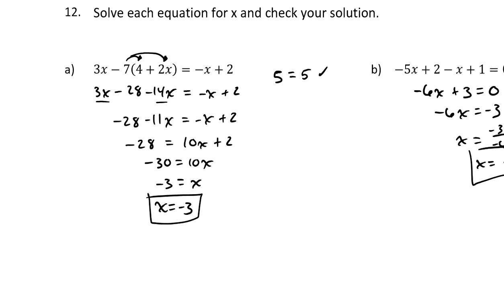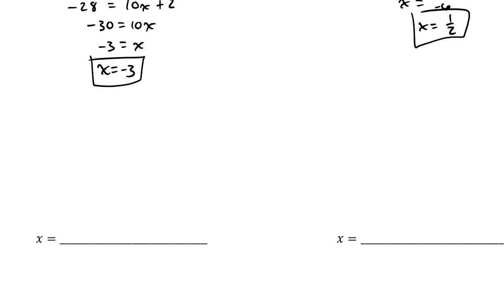So that's the last question on the last page of the study team test. Oh, I guess the answer should be written here. x is negative 3, x is 1/2.